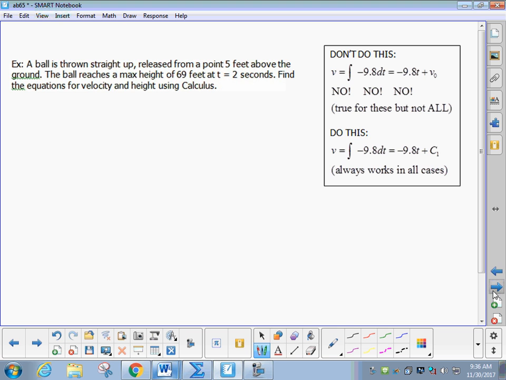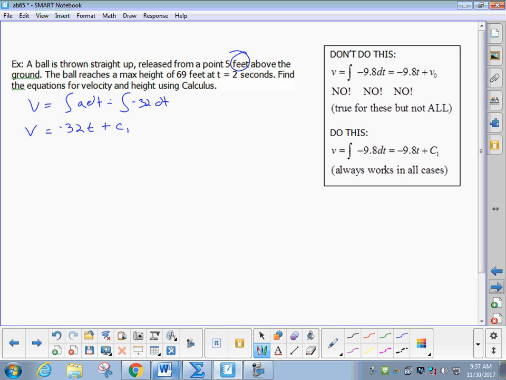So, let's start with acceleration due to gravity. In this case, am I using negative 9.8 or negative 30? Negative 32 is clean, okay? It's feet. So let's go with velocity as the antiderivative of acceleration, or the antiderivative of negative 32. What is the antiderivative of negative 32 with respect to t? Negative 32t, and then we pick up a constant. We need an initial condition.